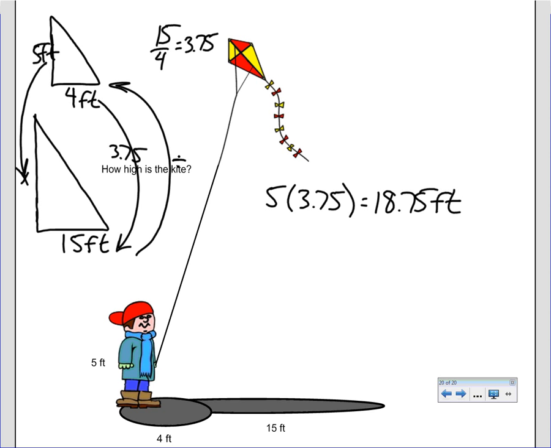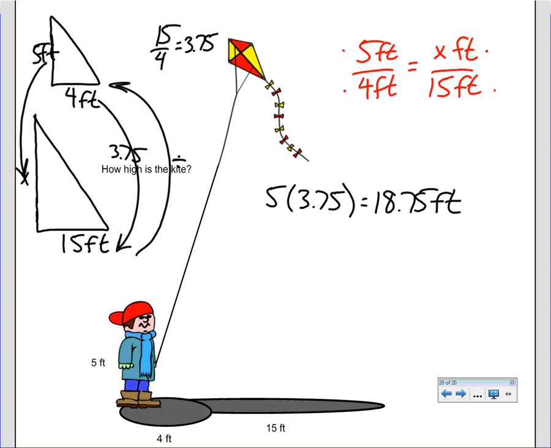Okay, now let's try this ratio way. I'm going to do ratio way in red. So 5 feet over 4 feet has to be the same thing as x amount of feet over 15 feet. So height to shadow, height to shadow, height to shadow.